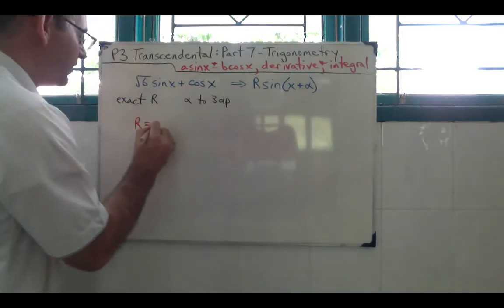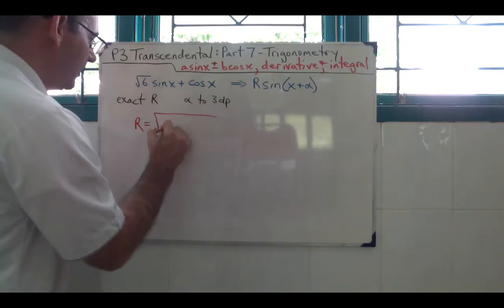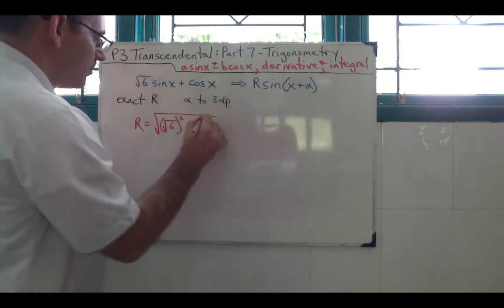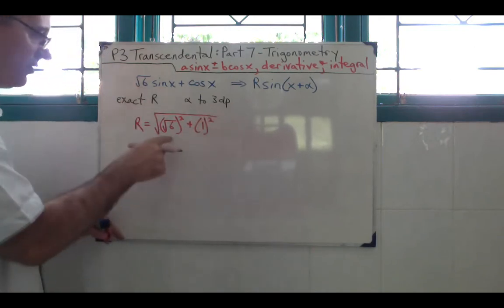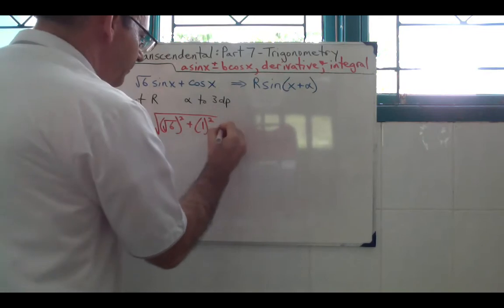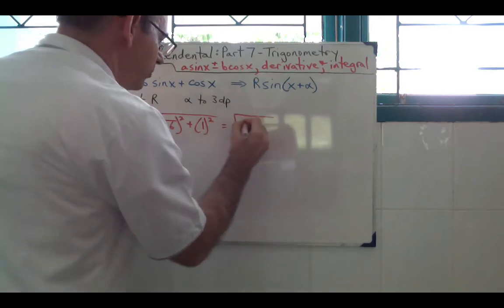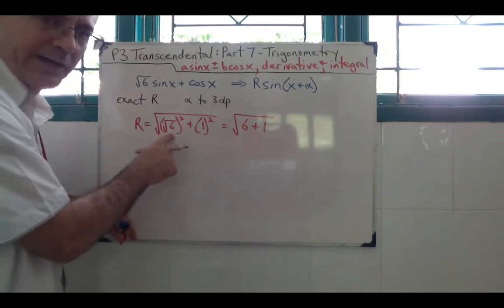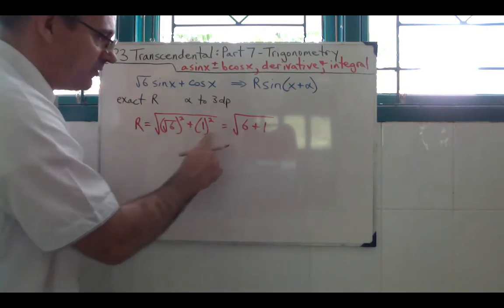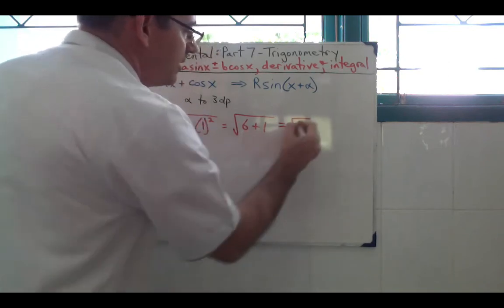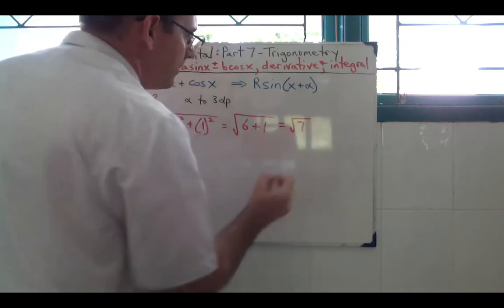Our r is the square root of a squared plus b squared. So root 6 is the a, and an understood 1 is the b. So that gives us the square root of 6 plus 1. Root 6 squared is just 6. 1 squared is 1, so that gives us root 7 for the r.